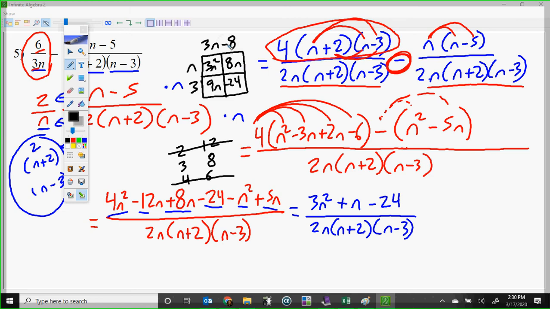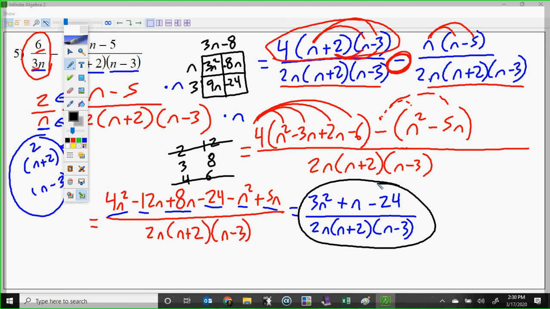Okay, so I'll end up with, I could factor that into 3n minus 8 and n plus 3, and that would work. But does it cancel anything out? Well, I don't have a 3n minus 8. I have an n minus 3, but I don't have an n plus 3. So because I don't have an n plus 3, I'm not going to actually factor the top. I'm just going to leave it like that.